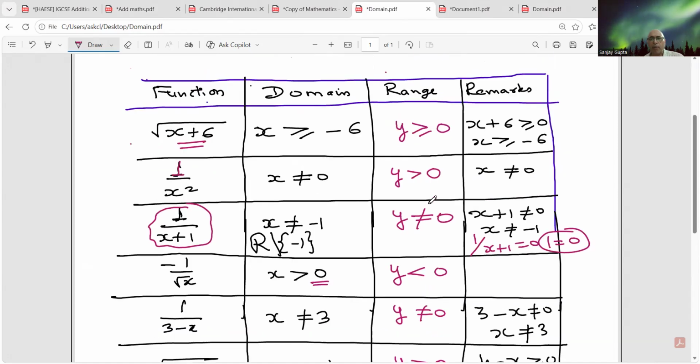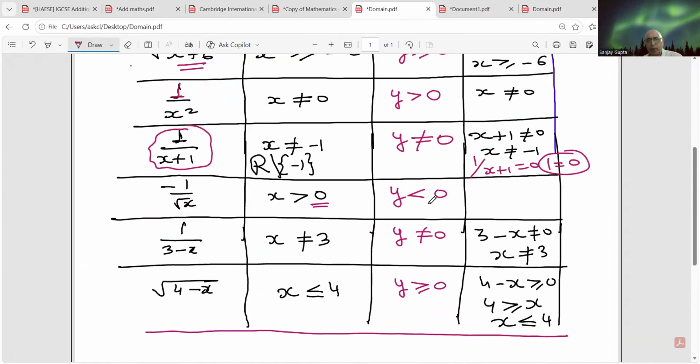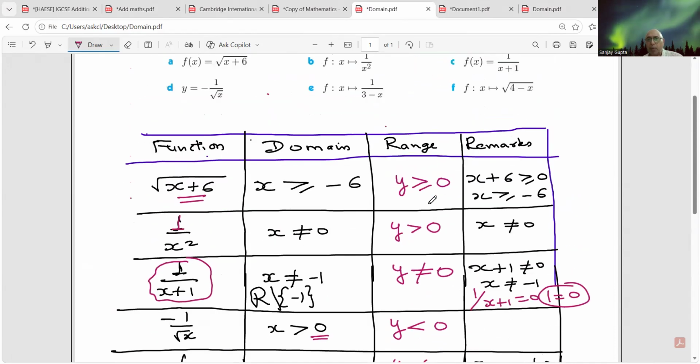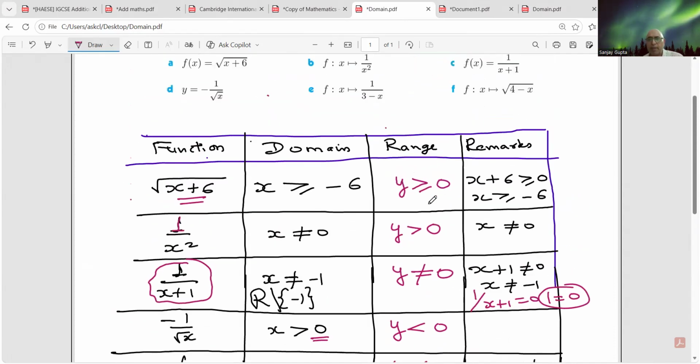Right, so this is how we can work out the domain and range. And in the next video, I will take up more functions. We will try to look at some more functions like the quadratics and some other functions, rational functions, where we will work out the domain and range again.